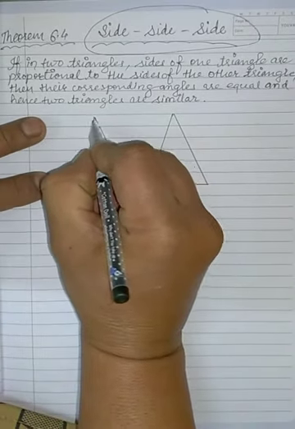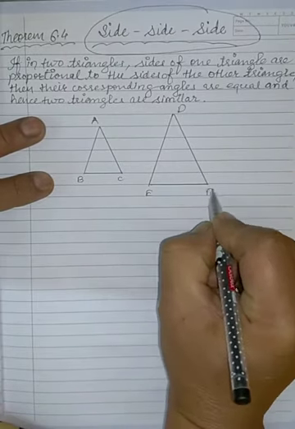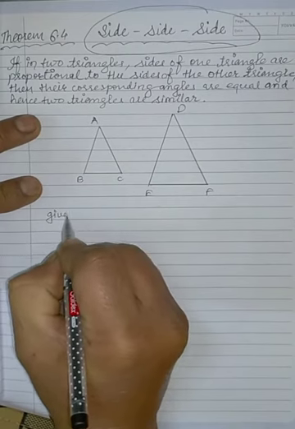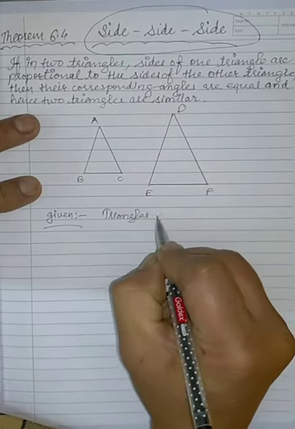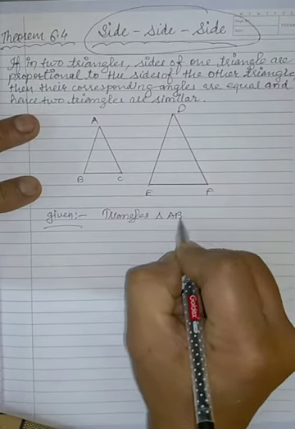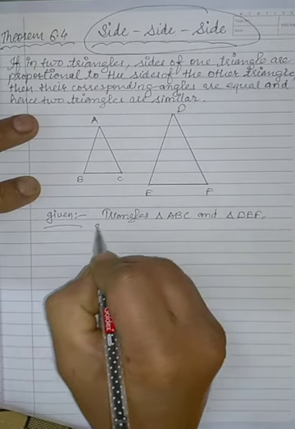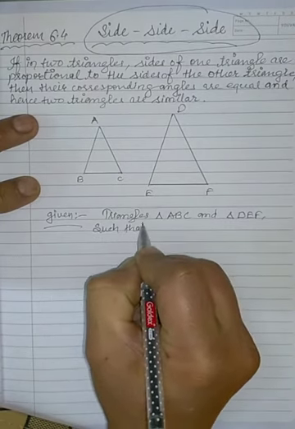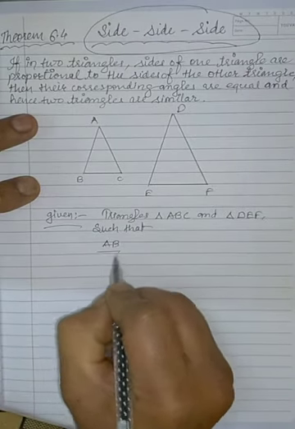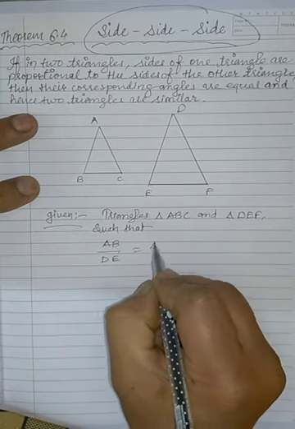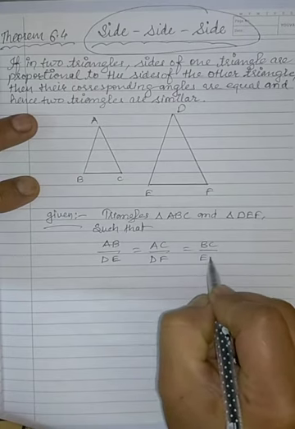So here we are given two triangles ABC and DEF such that their corresponding sides are proportional. That means AB upon DE is equal to AC upon DF is equal to BC upon EF. This we are given.